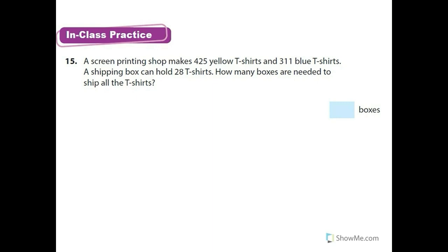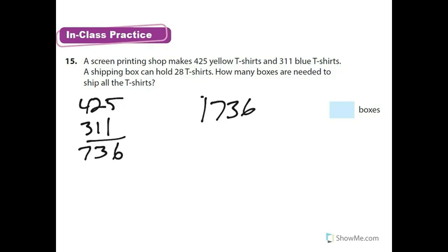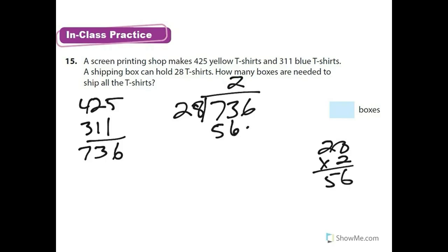A screen printing shop makes 425 yellow t-shirts and 311 blue t-shirts. A shipping box can hold 28 t-shirts. How many boxes are needed to ship all the t-shirts? So we need 425 plus 311. That's 736 total t-shirts. Each one can hold 28. Alrighty, so I'm thinking 2 because 2 times 30 is 60. So let's do 2. And 2 times 28. Oh, that's going to be 56. I know that. So 560.